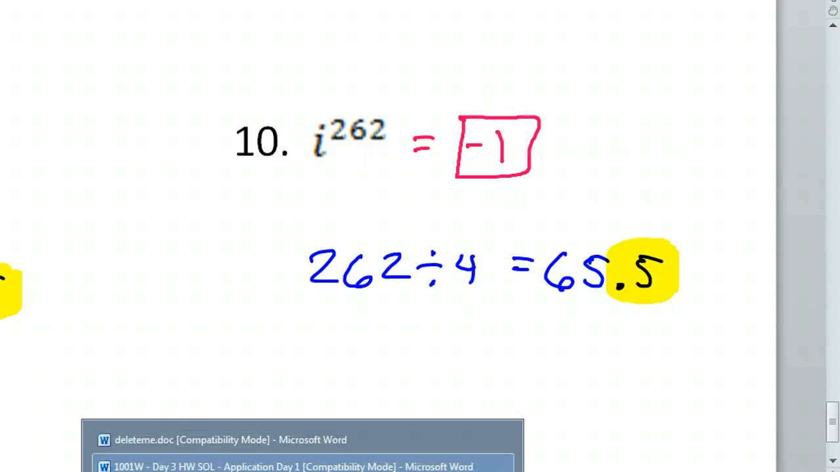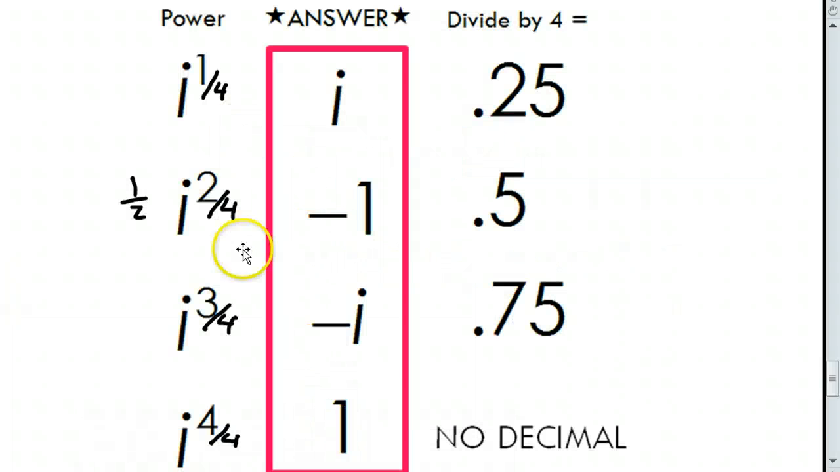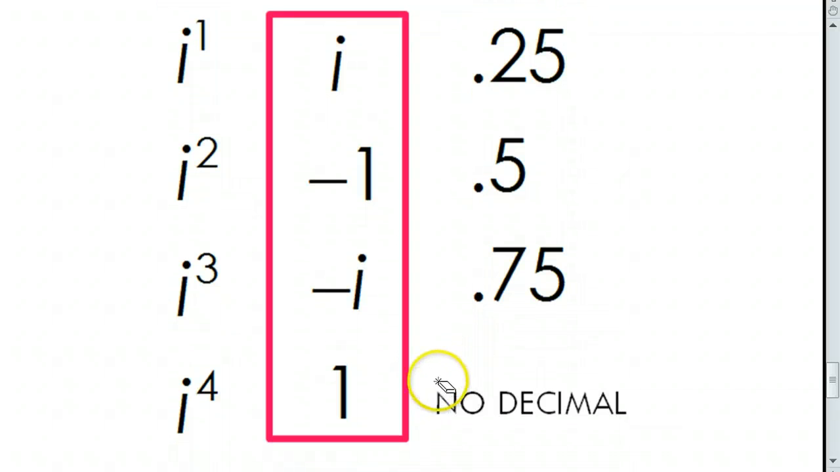The only thing about that is you need to memorize this pattern, to the point where when you first get your test, you should be able to sit there and write this down: i, -1, -i, +1.